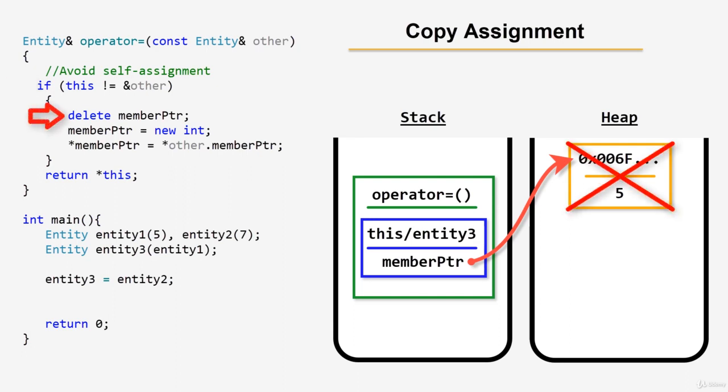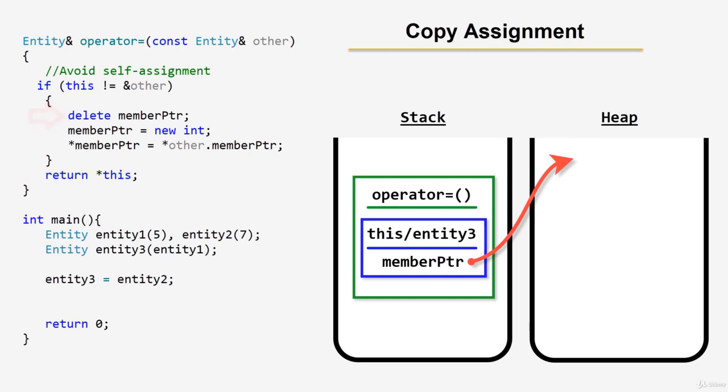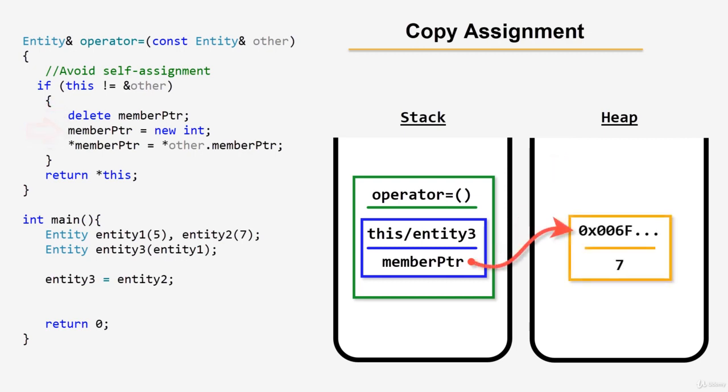Then we deallocate whatever member pointer is pointing at on the heap. Then we go and allocate a new dynamic variable on the heap, and it will store the address of that dynamic variable in the member pointer now. And then we can do whatever copying it is that we want to do. Now again, for this simple example, we are simply copying the value, an integer value, from one dynamic variable to another. But as we'll see here shortly, it can get a bit more complex where you maybe want to copy over elements from one array to the next, and so on. So it really depends on the class and the user-defined type.